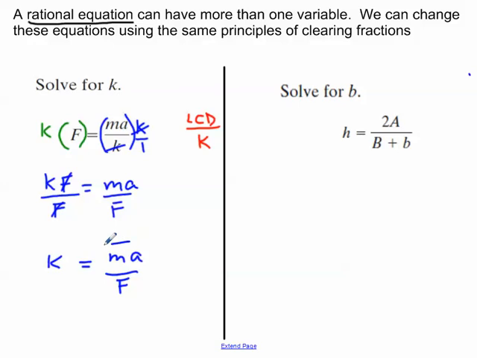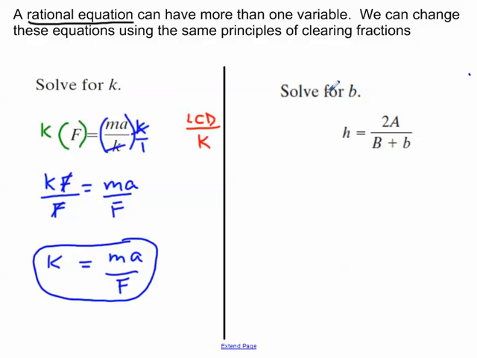We don't know what m is. We don't know what a is. Well, we pretty much know what a is. A is the acceleration, typically the acceleration due to gravity. F is the force. So now if we wanted to solve for k, we've done that. We've solved for k. k equals ma over F. And if we know the m and the a and the F, then we can say, hey, now I know my k.